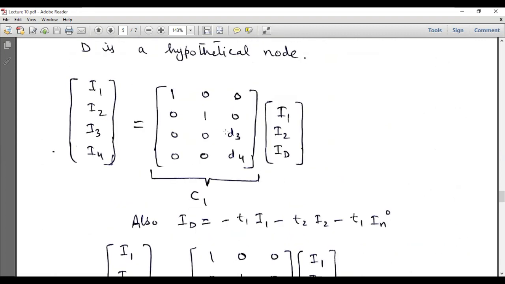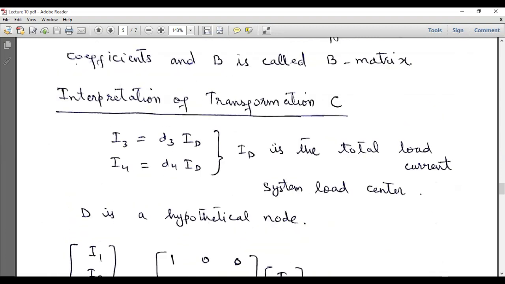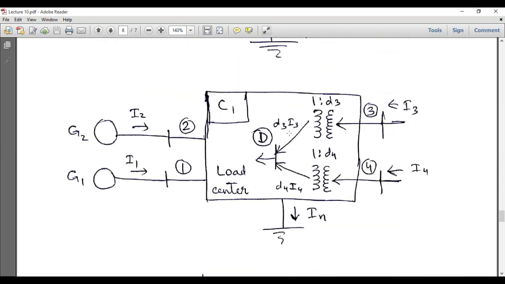And now this is our C1 matrix, and the underlying equations behind this C1 matrix are these two equations, I3 and I4. So based on these two equations, we can draw an equivalent circuit. So this is the equivalent circuit which corresponds to the C1 matrix. Here, these are the first two nodes which are connected to the generator. There is no transformation in these nodes. And these are the two nodes which are the load buses, I3 and I4. So this is our load center, and this load current is equal to I3 plus I4.